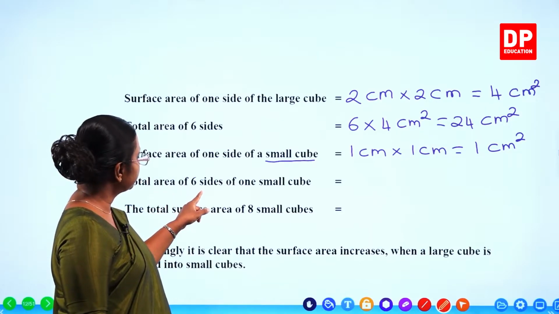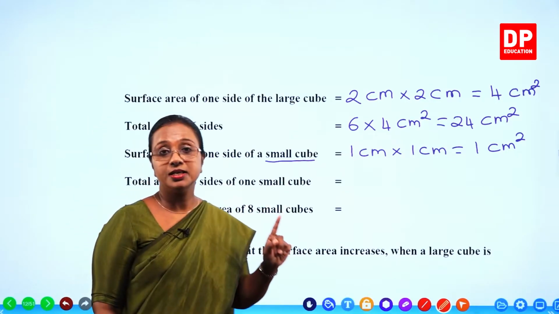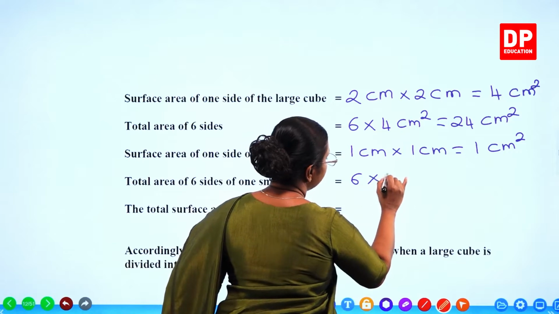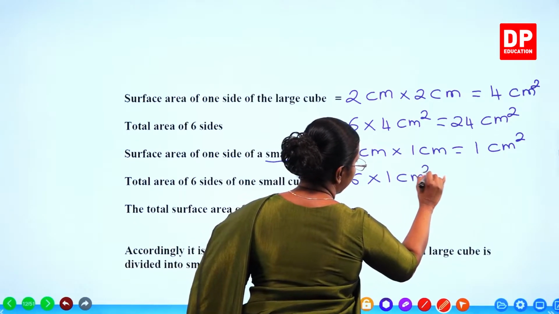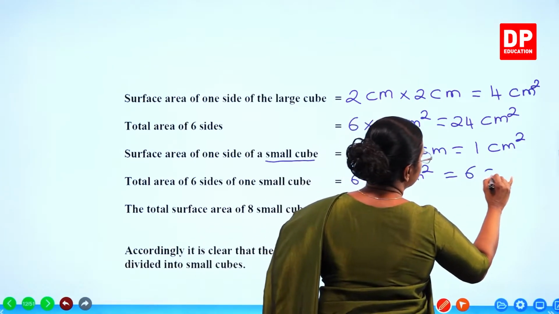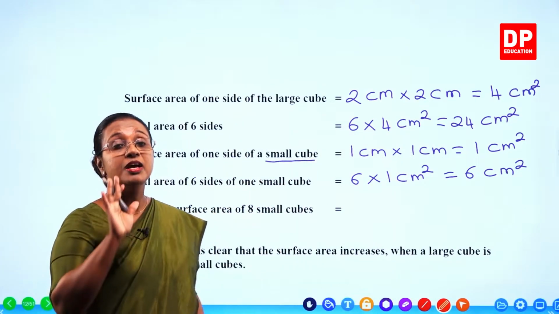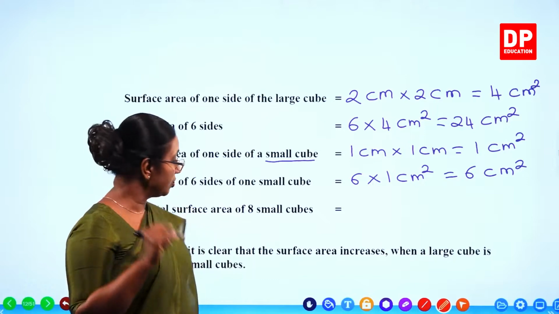Total area of 6 sides of one small cube. Again, there are 6 sides, so 6 sides into 1 centimeter square. That is going to be 6 centimeter square. That is the total area of 6 sides of one small cube.